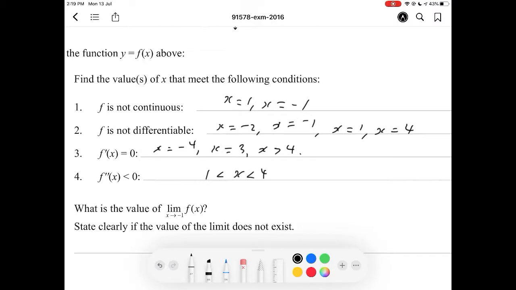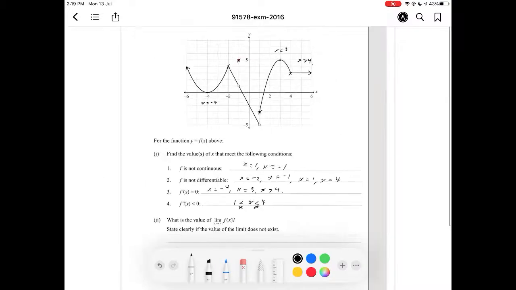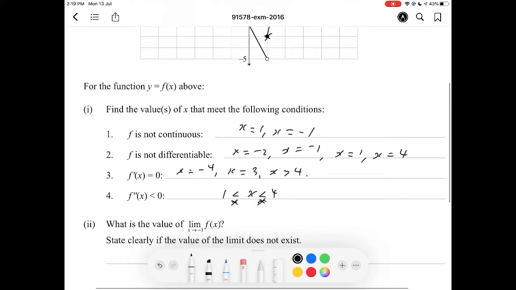So it's not equal to, so this will be wrong. The reason that we can't put equals is because, once again, you cannot differentiate at x equals 1 or x equals 4, because it is either not continuous or there's a sharp corner. Therefore, you cannot put the equal signs there. That will be wrong. So the correct answer is x is between 4 and 1.